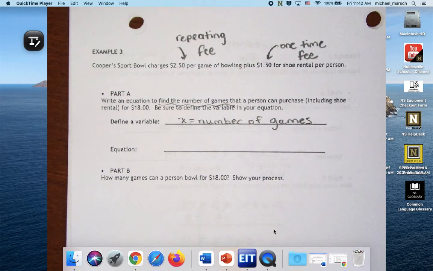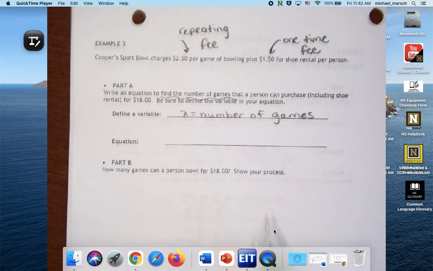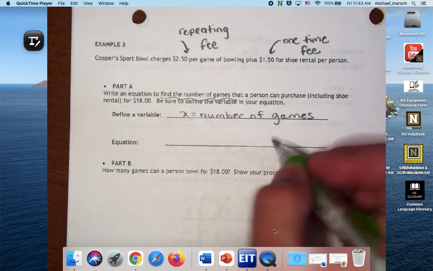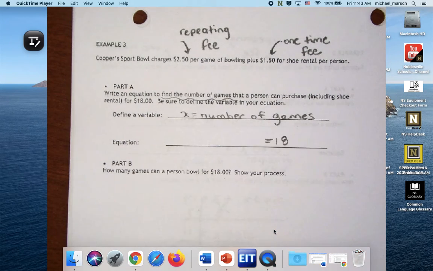That's fine too. Okay, so what is my equation going to be? Who can tell me, based on our tulip bulb scenario, what will our equation look like for bowling? Something's going to equal 18. Great, because that's how much money we have. That's a start. You got to start somewhere.